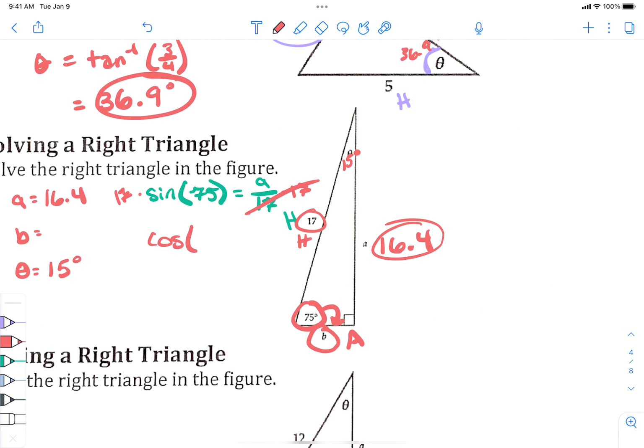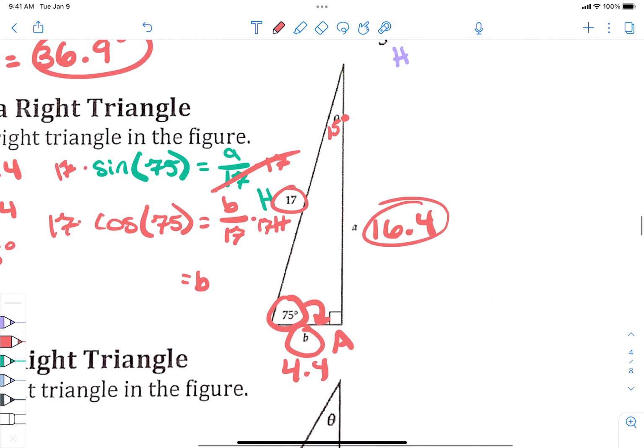So cosine of 75 equals B over 17, and then multiply the 17 over. So B is 17 cosine of 75. That's 4.4. Okay, let's check this and make sure it seems reasonable.